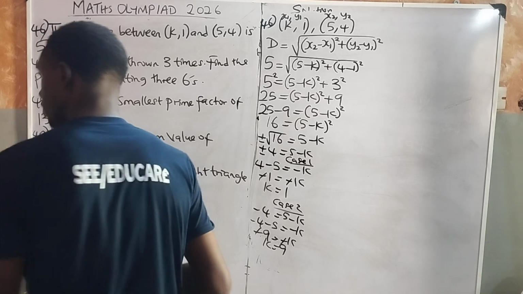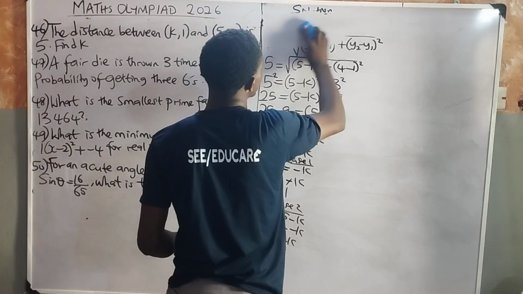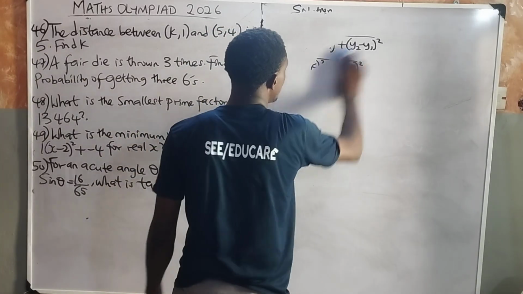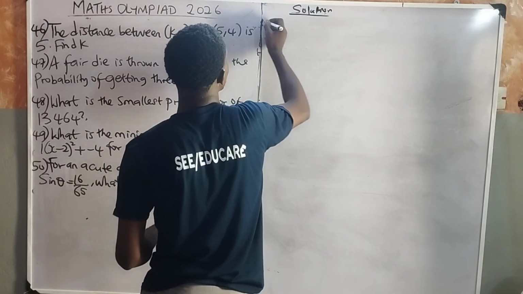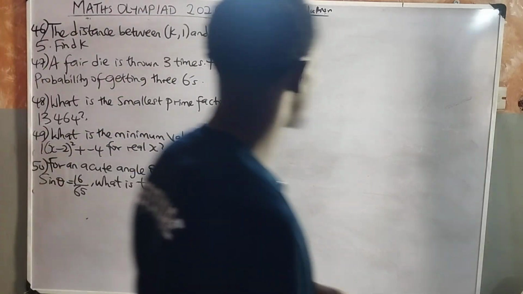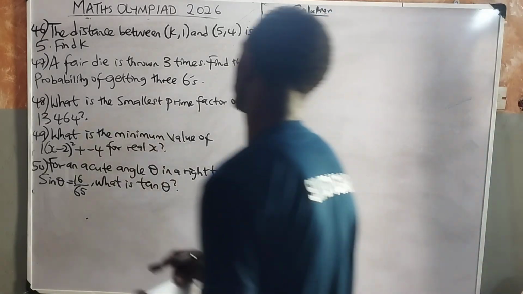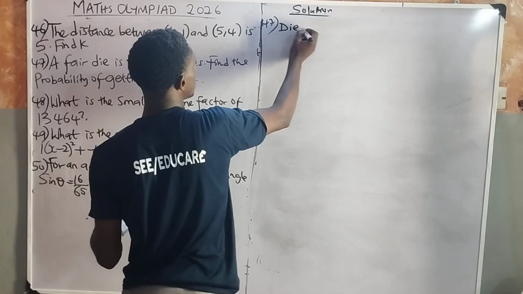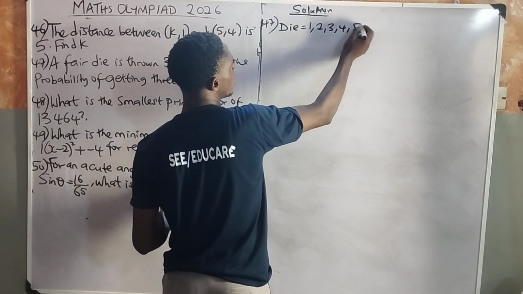For the second question, number 47, that is the second question for this video. So 47, we have a fair die is thrown 3 times. So a die, let's look at a die. A die has 6 faces. 1, 2, 3, 4, 5, 6.